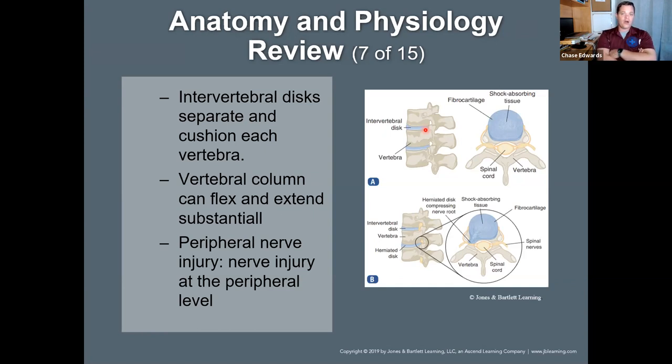The vertebral column can flex and extend pretty substantially. Flexion or extension beyond what the spine is capable of tolerating at any particular level may damage the structural ligaments in there, which, as you know, causes problems like when people do the scorpion. Anybody know what the scorpion maneuver is? Or when somebody falls and lands head first and their feet almost touch the back of their head. The scorpion, I think they call that.